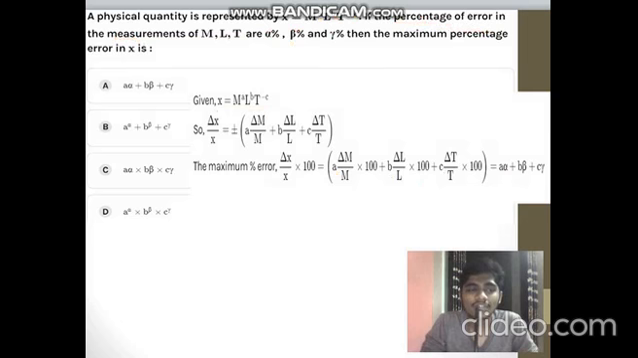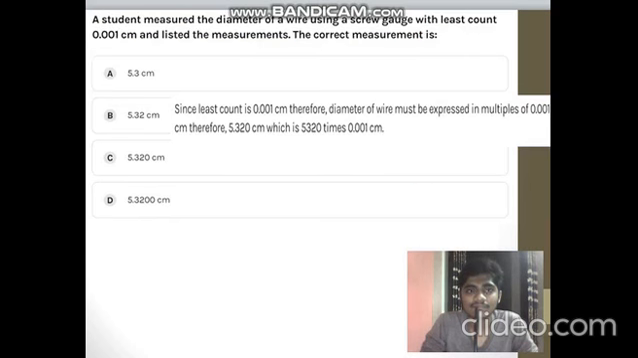Talking about the 12th question. A student measured the diameter of a wire using a screw gauge with least count 0.001 centimeter. The correct measurement is, so the least count is 0.001 centimeter and he measured the diameter of a wire. So from these four we have to predict what the measurement would have been. So this is a pretty easy question. The least count is 0.001 centimeter.